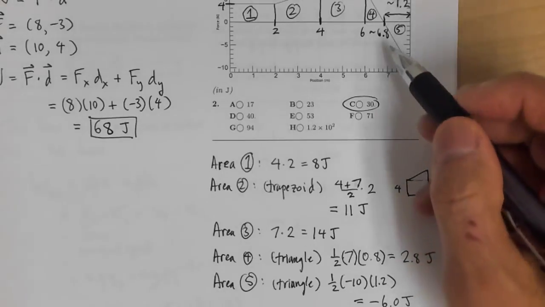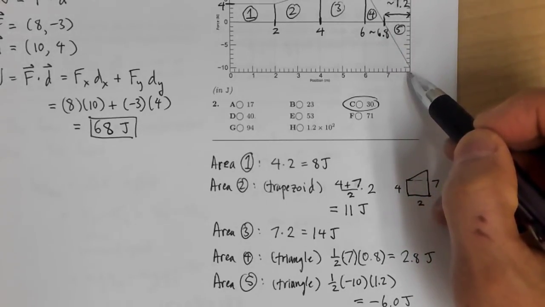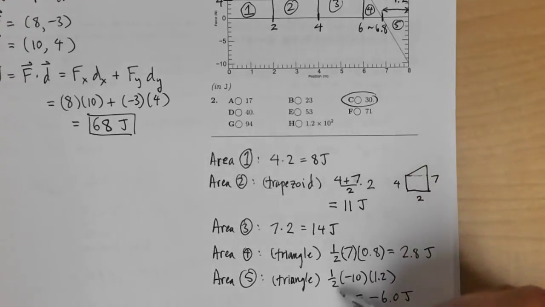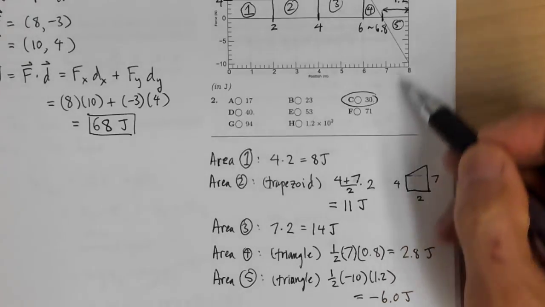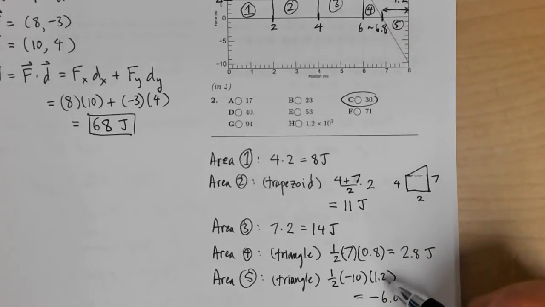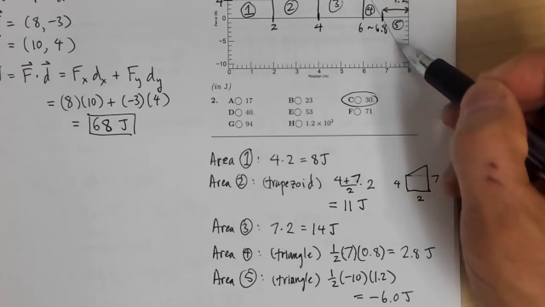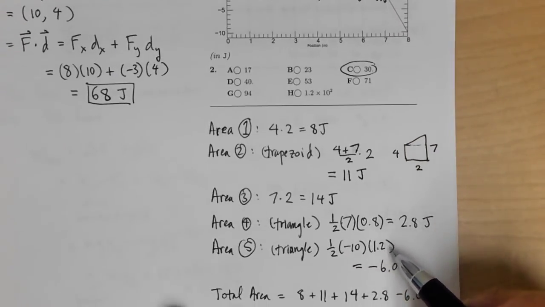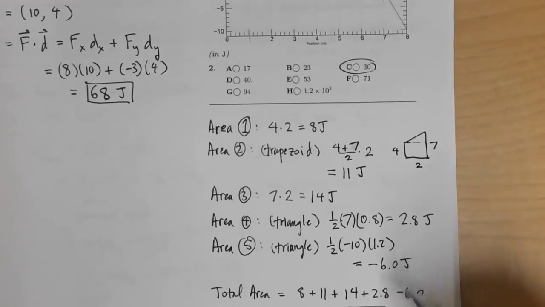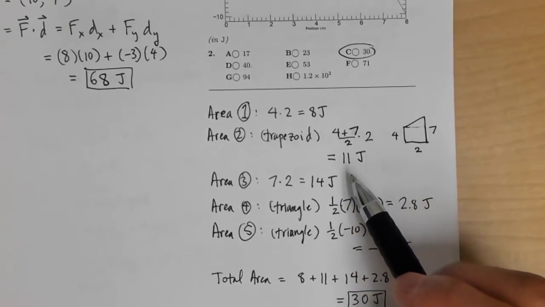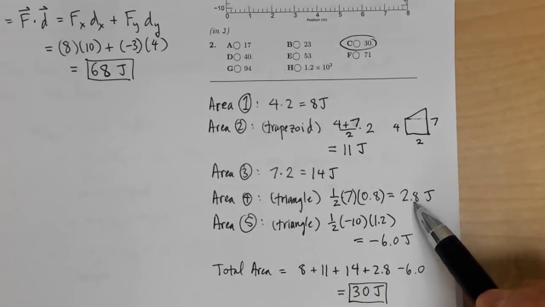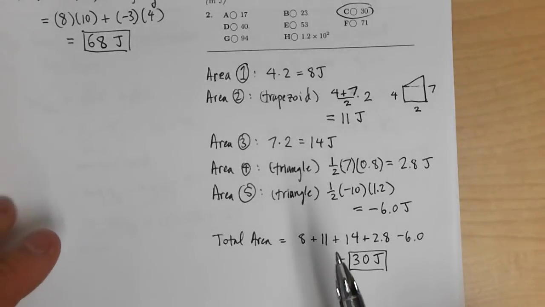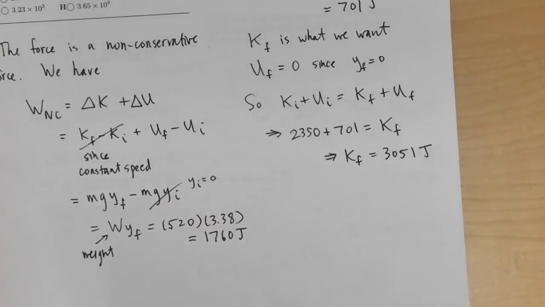Now the last part is this triangle here, okay? Because the height of the triangle is negative this time, I have 1/2 times negative 10, okay? And the width is 1.2. I get that from going from 6.8 to 8, that's a width of 1.2. 1/2 times negative 10 times 1.2 is negative 6 joules. So the total area is 8 plus 11 plus 14 plus 2.8 minus 6.0. And that comes out to 30 joules.